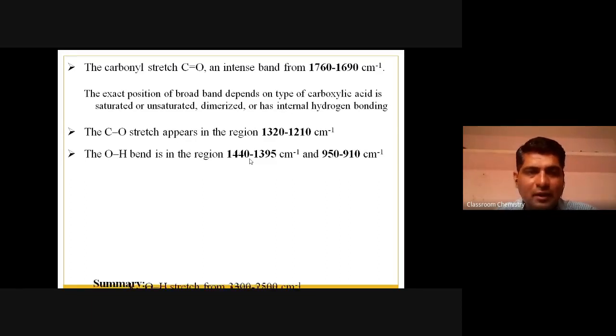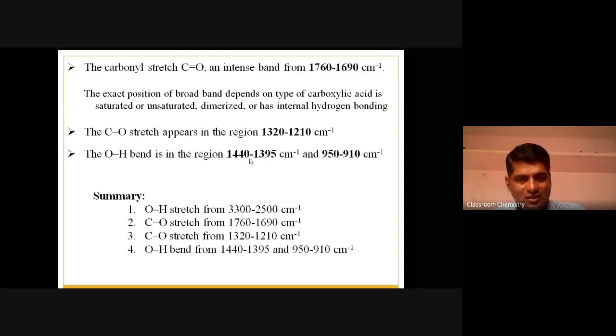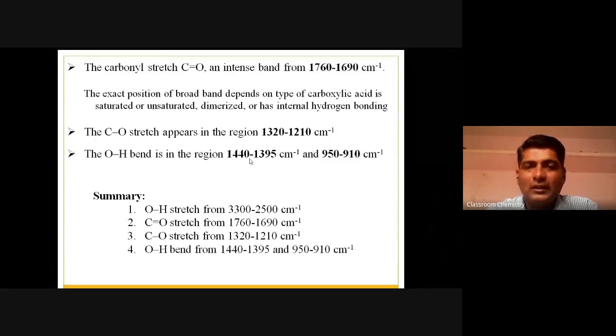Let's see the summary for the acid. So this is the summary for the IR stretching frequency of acid. OH stretching from 3300 to 2500 centimeter inverse. Second is for the IR band of C double bond O carbonyl stretching.